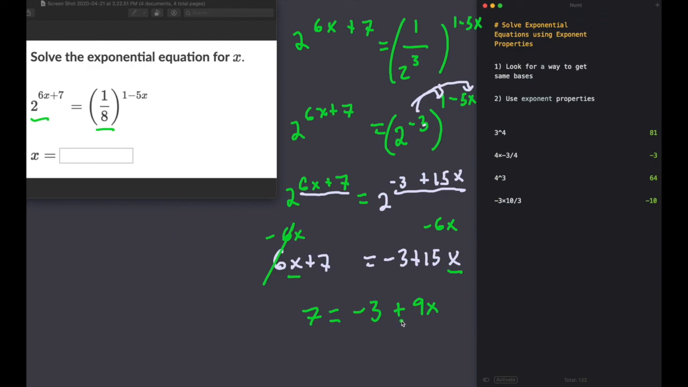From here, it is a very normal algebra problem. So we're going to add 3 to both sides. And we get 10 equals 0 plus 9x. And so then we finally get x must be equal to 10 divided by 9, because I'm going to divide by 9 on both sides. So x equals 10 over 9 in this case.